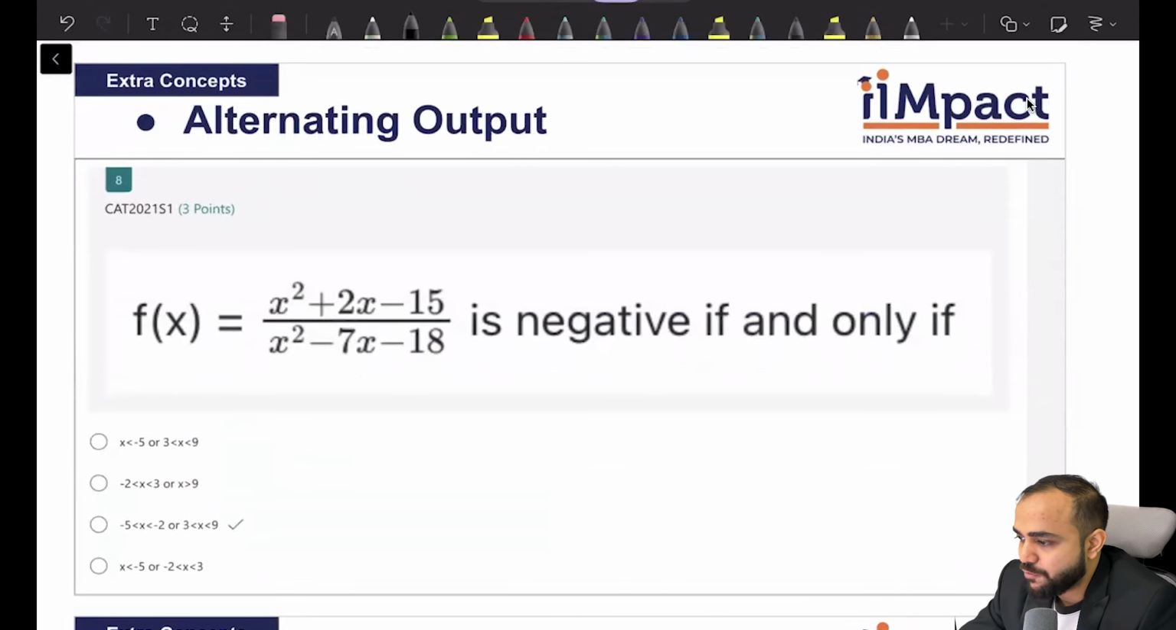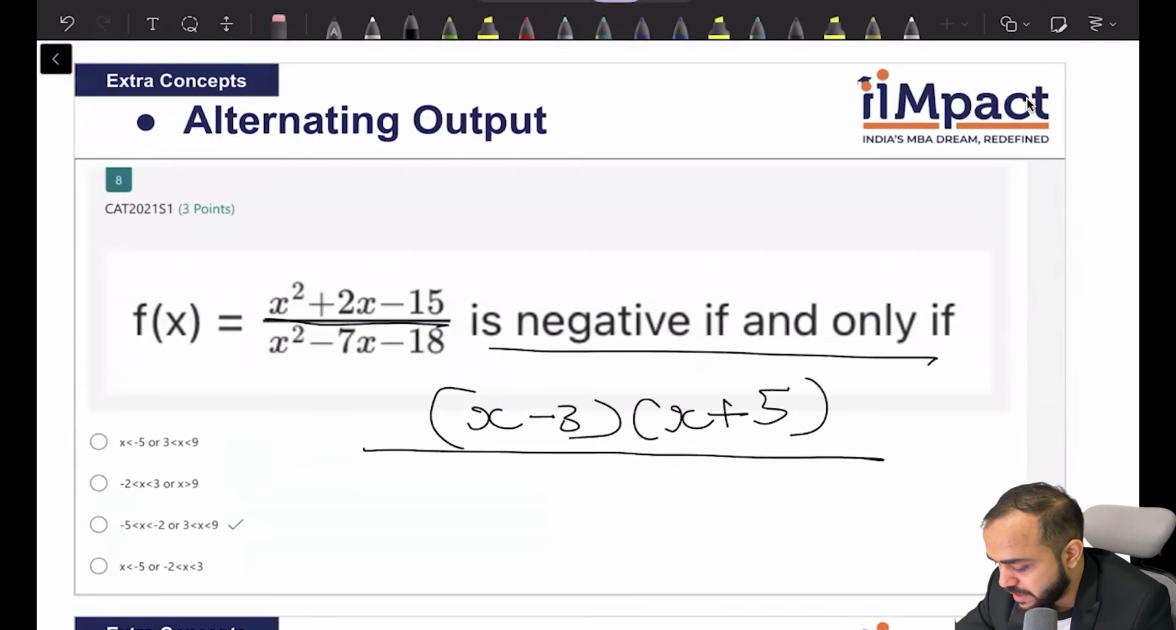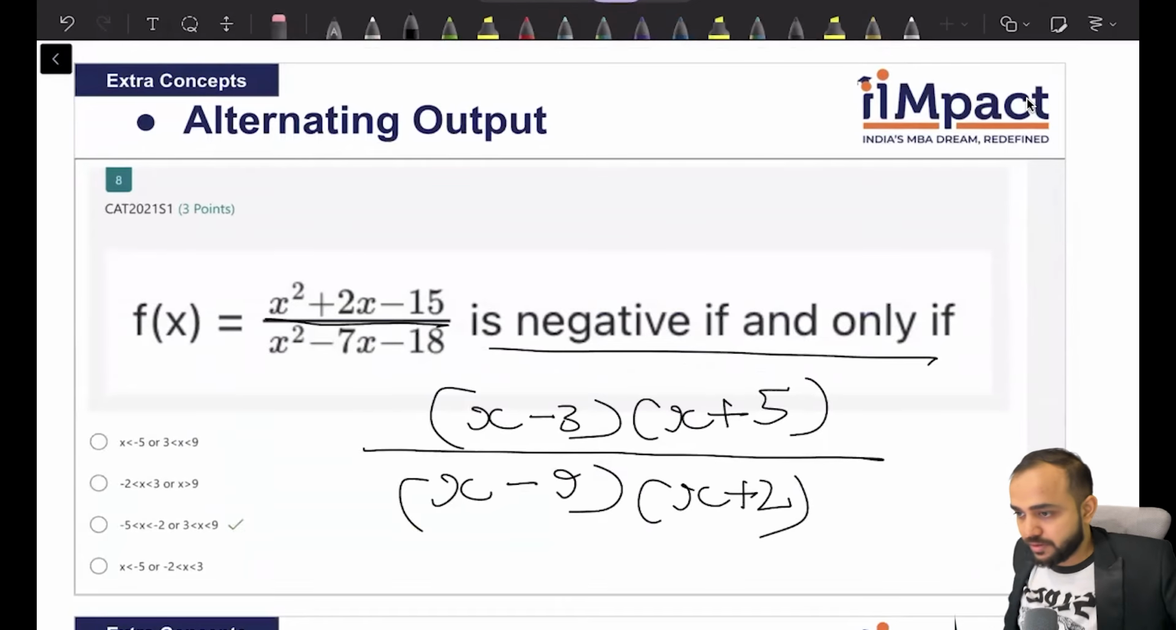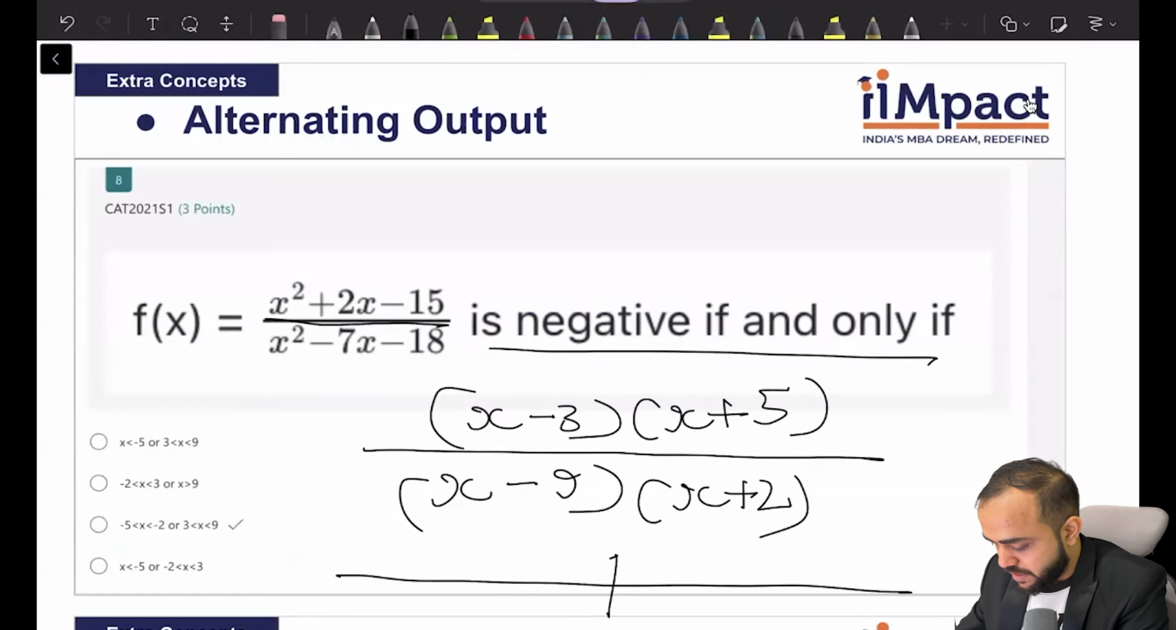CAT had asked: f of x is equal to (x square plus 2x minus 15) upon (x square minus 7x minus 18). They are asking when is this negative. So I will first factorize this. I will write (x minus 3) into (x plus 5) divided by (x minus 9) into (x plus 2). The factorization is correct? Yeah. So now I will mark these points. I have minus 5, minus 2, then I have 3, then I have 9.